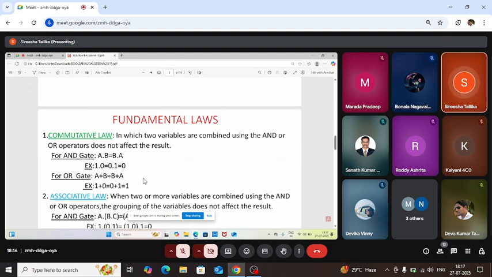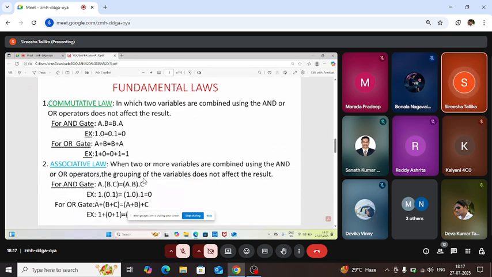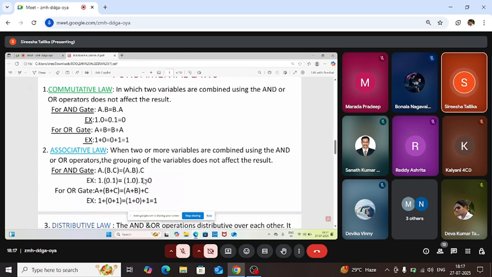For the OR gate also, a plus b equals b plus a. For example, if you apply a as 1 and b as 0, and also b as 0 and a as 1, it does not affect the output. The output will be the same. And then the second law is the associative law.